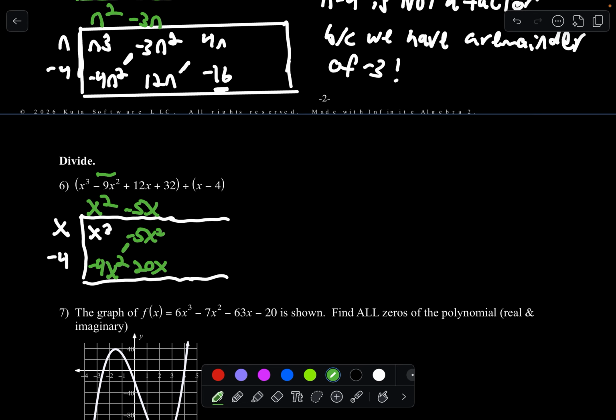All right, whatever we do, we have to add to get negative 12 or positive 12x, so we have to add a negative 8x to that. What do we have to multiply x by to give us negative 8x? And that will be negative 8. And then negative 8 times negative 4 is a positive 32.